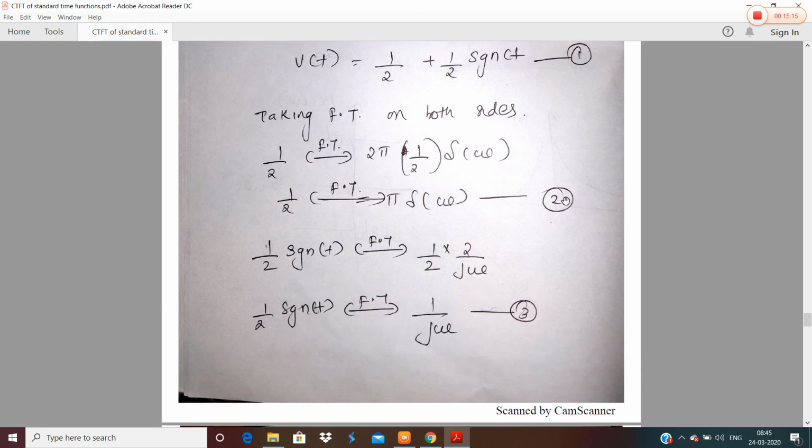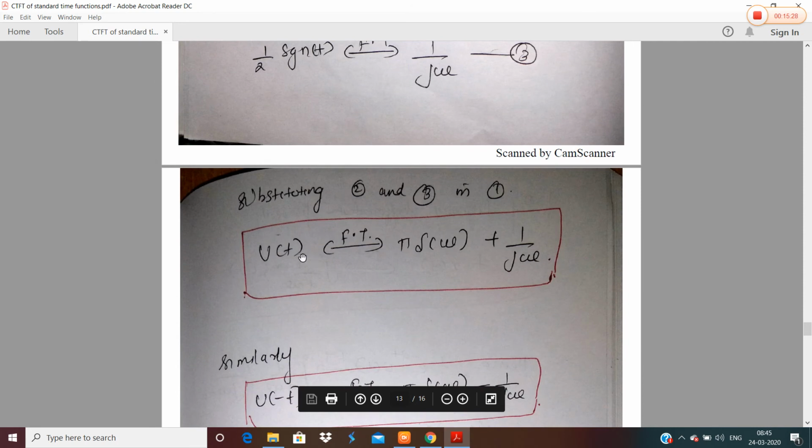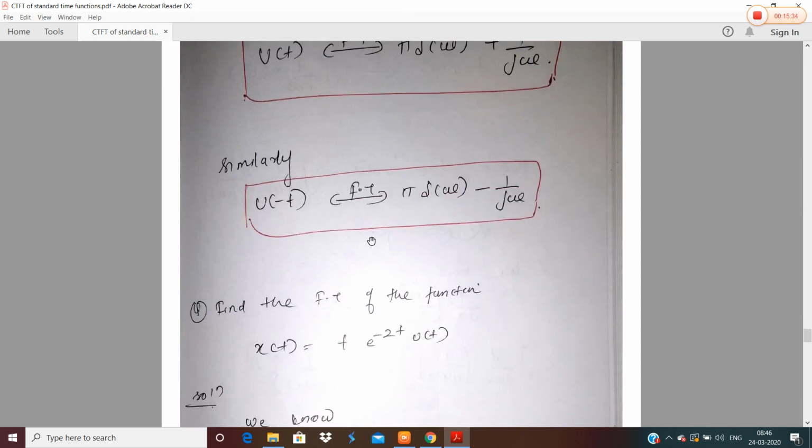So just combine this equation 2 and equation 3, because equation 2 is the Fourier transform of half and equation 3 is the Fourier transform of half signum of t. Just combine these two. What you obtain is nothing but the Fourier transform of u of t, that is pi delta of omega plus 1 by j omega. In the similar fashion, we can say that the Fourier transform of u of minus t is equal to pi into delta of omega minus 1 by j omega. Just change this sign. Okay.